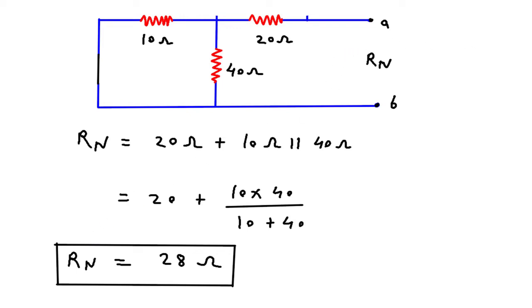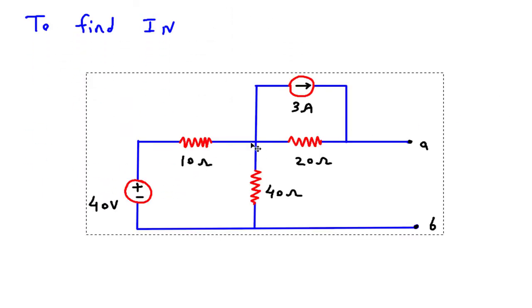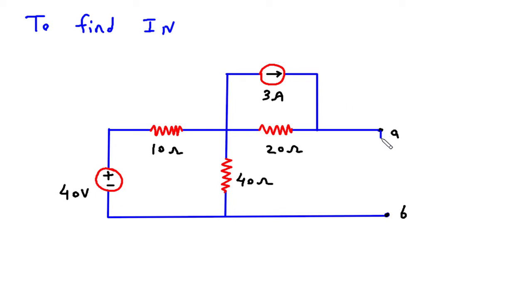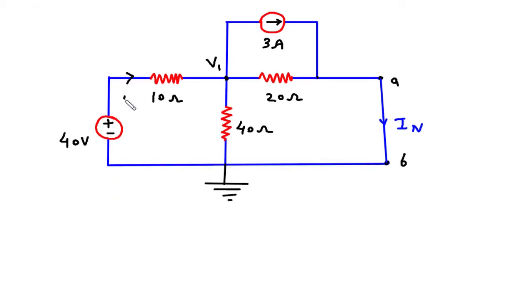Next we have to find In. So to find In, we will short circuit the terminal A and B, and this will be current In. Now let's assume this is reference node and this is voltage V1. This node is connected to ground, so this will be 0 directly. Now let's say this is current I1, this is current I2 and this is current I3.